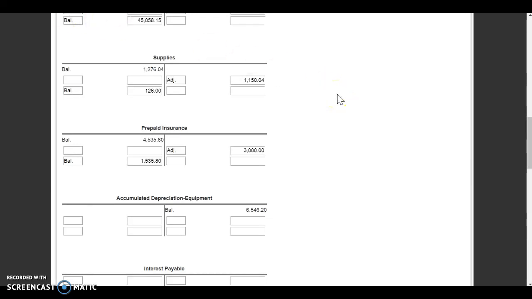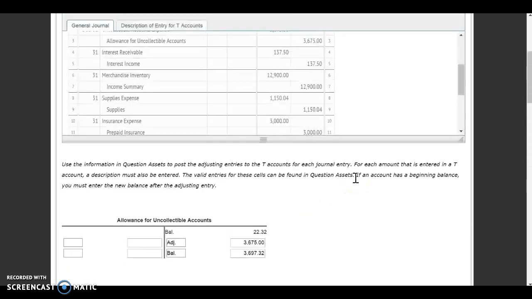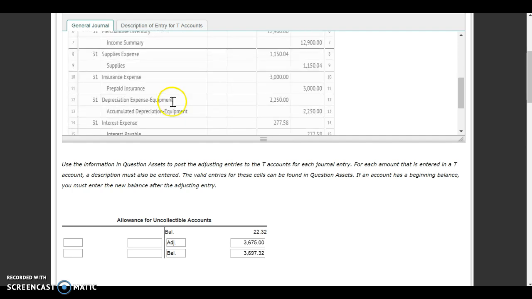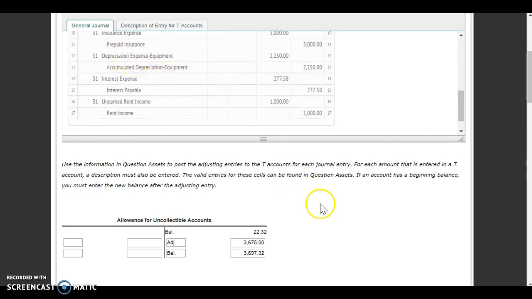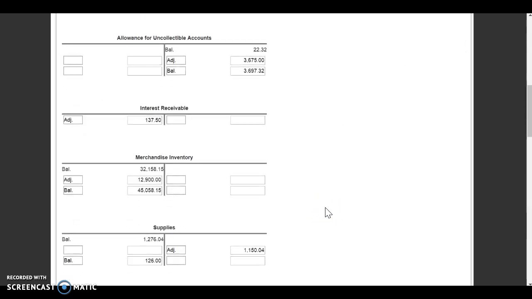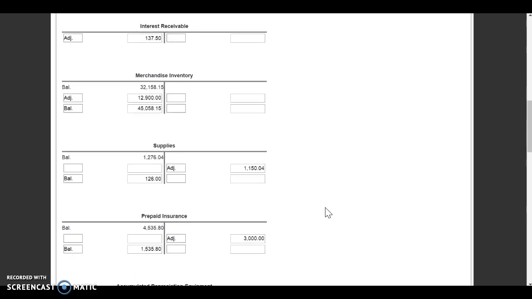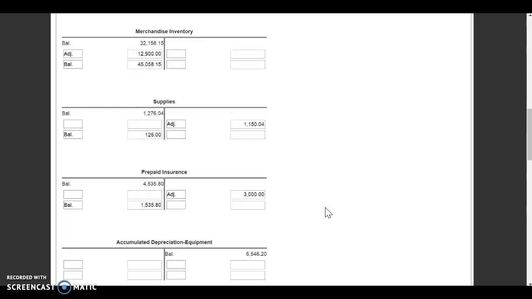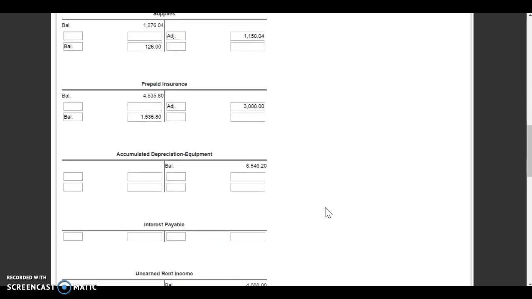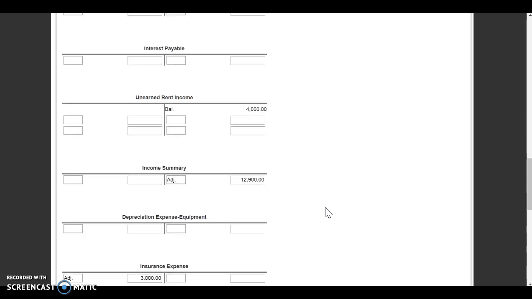We are going to continue on with 20-1, work together. We just got done posting prepaid insurance to the RT account. So when we go back up, we see our next one is going to be depreciation expense equipment. So here's our depreciation expense equipment. Label it as an adjustment, and we're going to debit for $2,250.